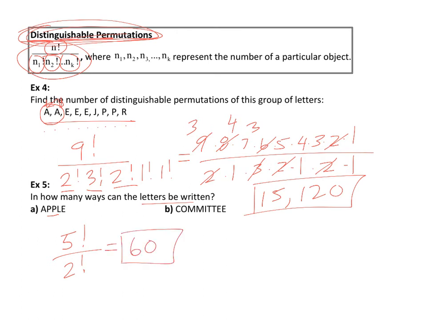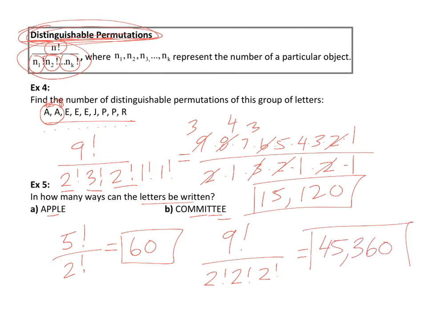And now for committee, I have 9 letters total. And I have, let's see, 2 m's divided by 2 factorial, 2 t's divided by 2 factorial, and 2 e's divided by 2 factorial. Alrighty, so working this all out, I get 45,360. Done. All right, one last example.